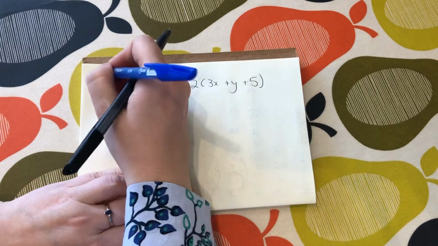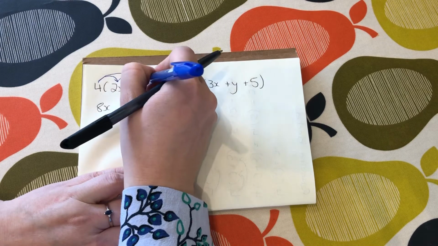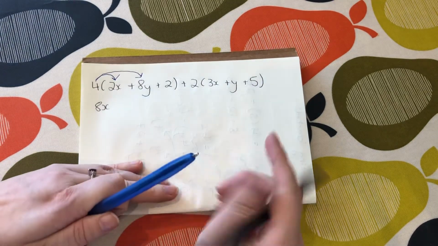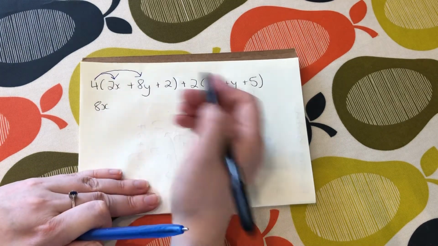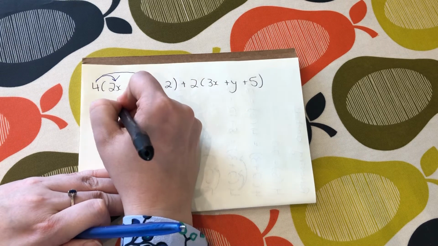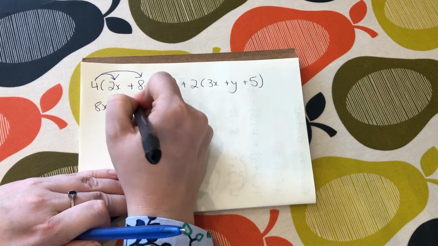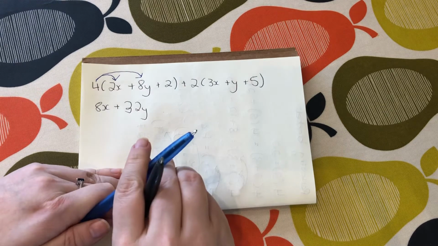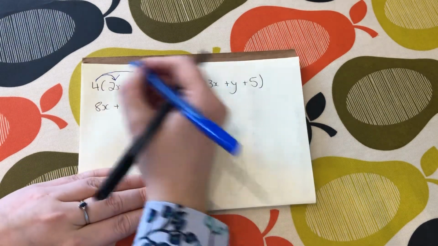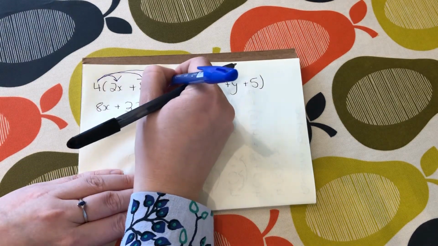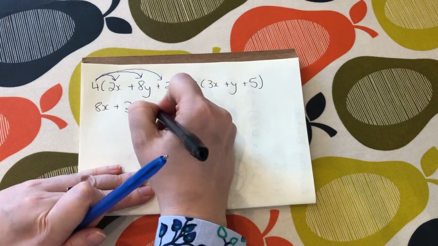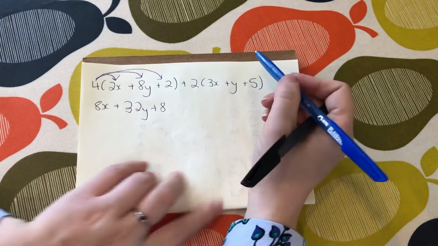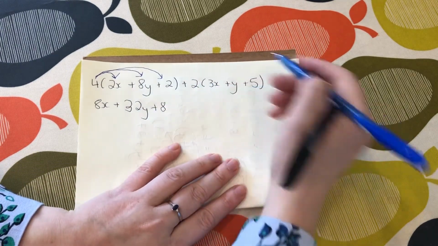Now, let's do the next one. 4 multiplied by 8y. So 4 multiplied by 8 is 32. So that's going to give us plus 32y. Let's do the next one. 4 by 2, 4 2s are 8. So plus 8. So we keep going along and multiplying now.